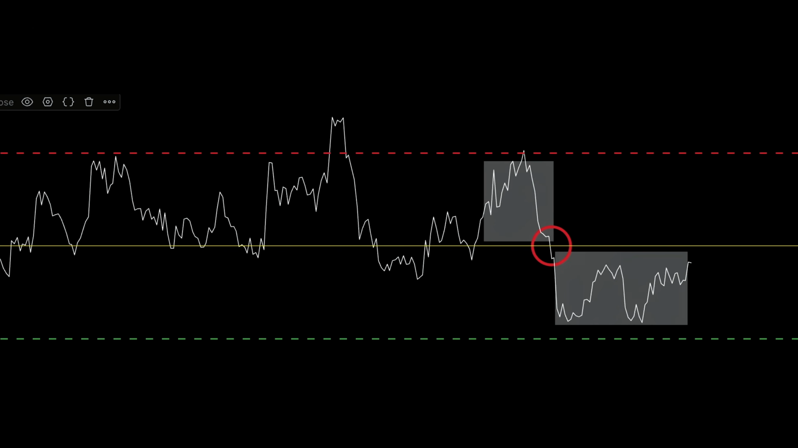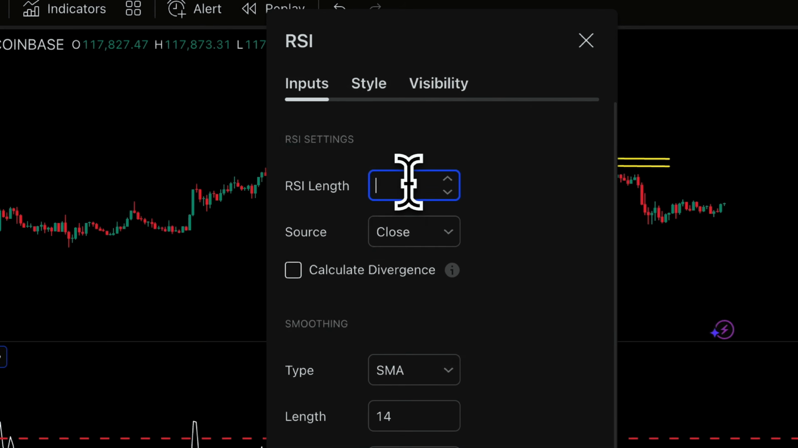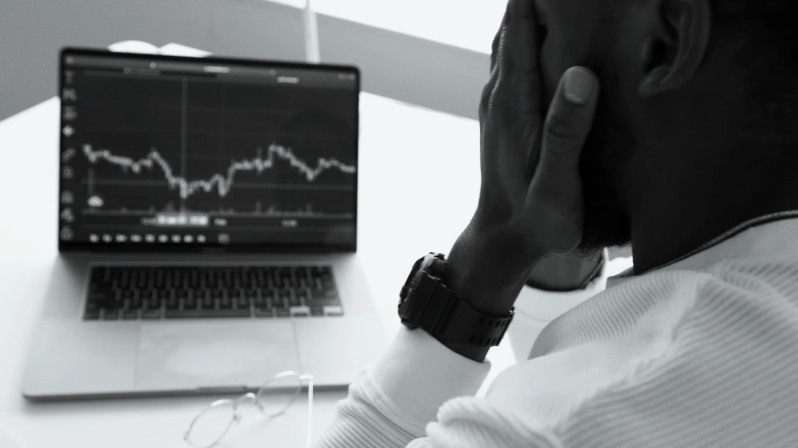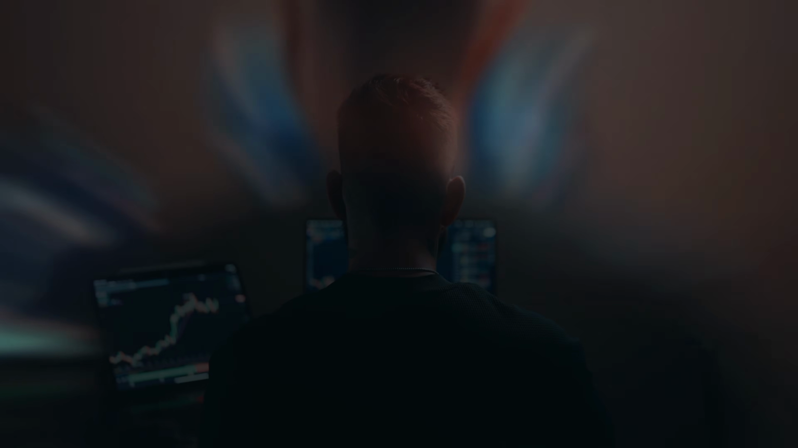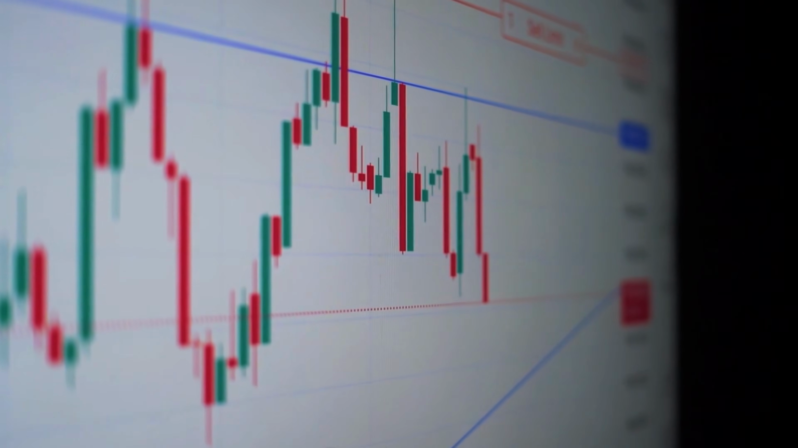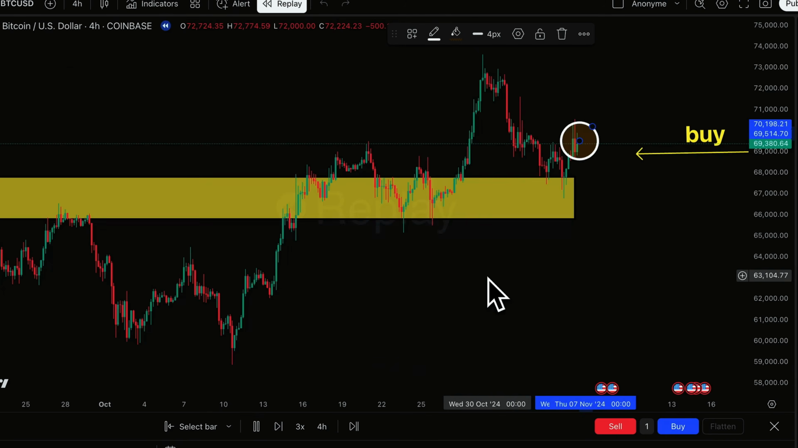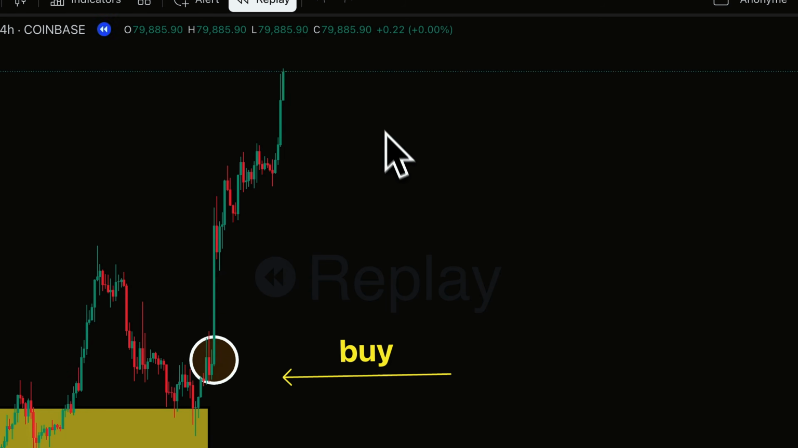The RSI technical indicator doesn't work on a 14-period setting. If you use the overbought and oversold zones, that doesn't work either. How can you really take advantage of this technical indicator the right way? Stay tuned until the end of this video, because I'm going to reveal the RSI settings that actually work. I'm also going to share my 2 best trading strategies that use only the RSI and price action.